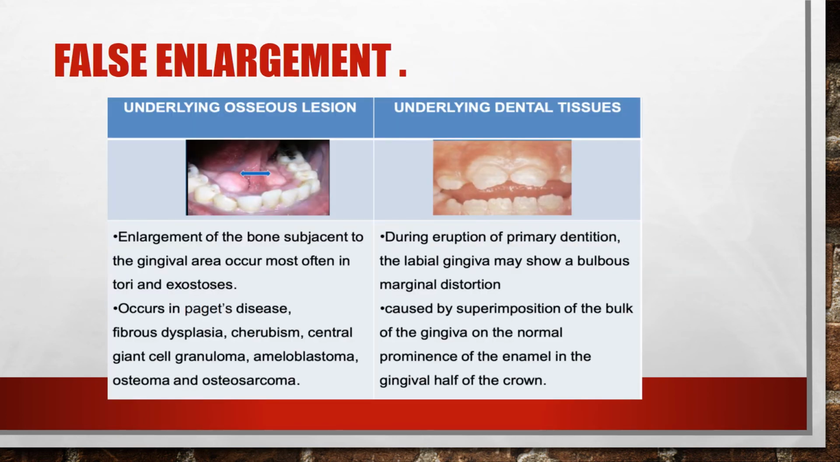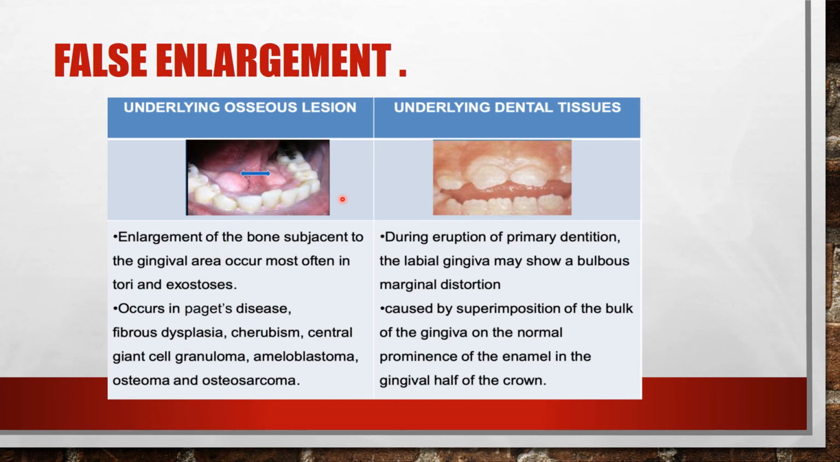Then coming to the false gingival enlargement, that is not a true gingival enlargement. It is due to factors which cause abnormal clinical features that show as a massive increase in the size of the area. It could be due to an underlying osseous lesion or underlying dental tissues. The first one, the osseous lesion, could be tori or exostosis. This can be seen in diseases like Paget's disease, fibrous dysplasia, cherubism and central giant cell granuloma. In all these you can see tori or exostosis which appears as gingival enlargement.